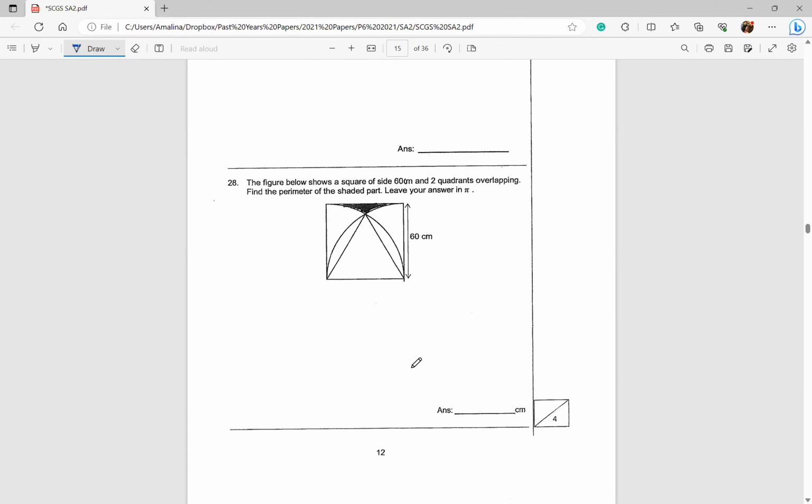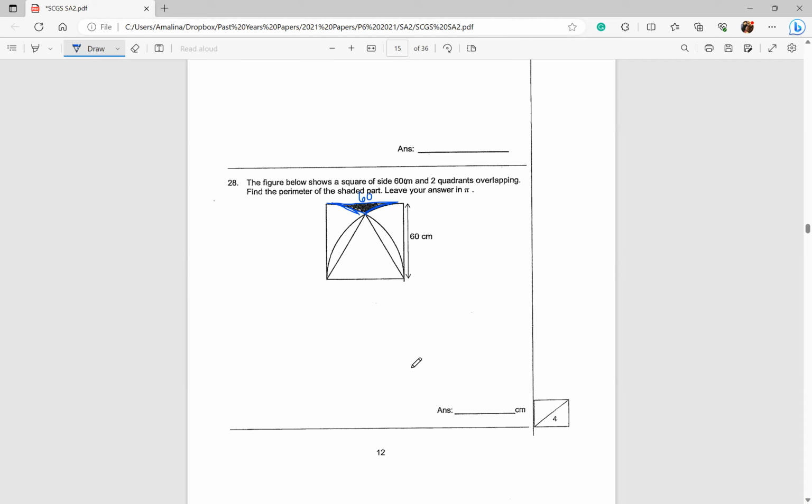You can use a highlighter to outline first the perimeter of this shaded part. Just outline this up. Okay, so this is easy to find. This straight line is 60 cm. The only hard part is to find the curved part of this shaded part. Okay, so how do you do that?